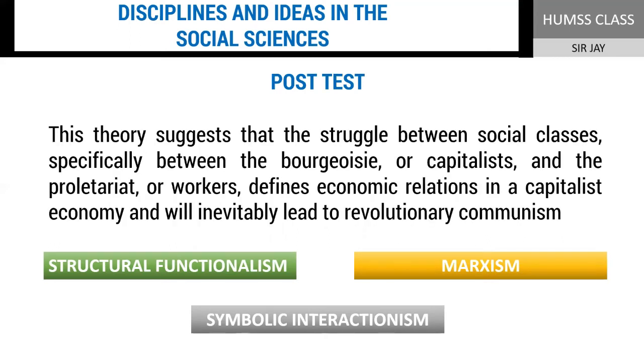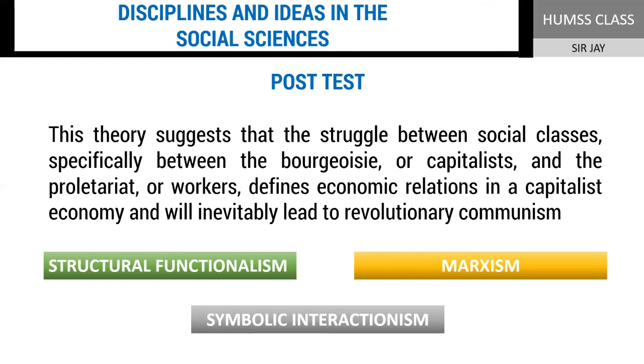Let us proceed. Second question. This theory suggests that the struggle between social classes, specifically between the bourgeoisie or capitalists and the proletariat or workers, defines economic relations in a capitalist economy and will inevitably lead to revolutionary communism. What is your answer? Are you sure? Great! The answer is Marxism.